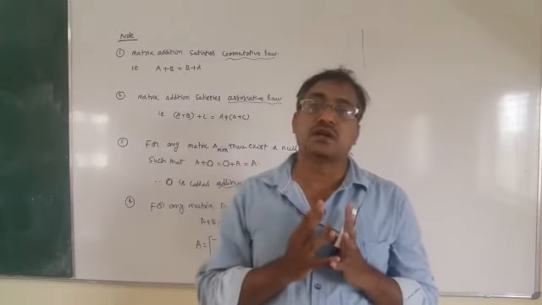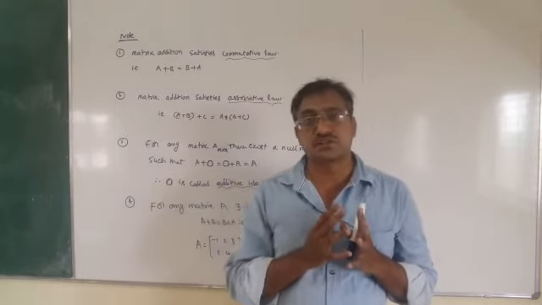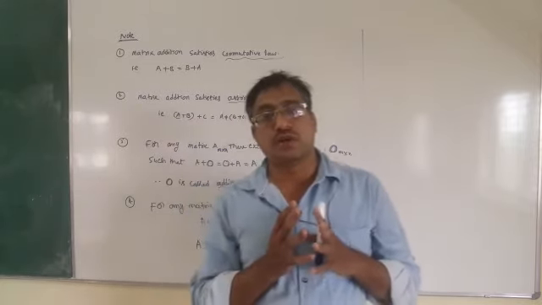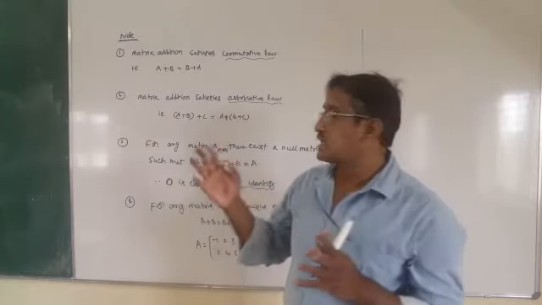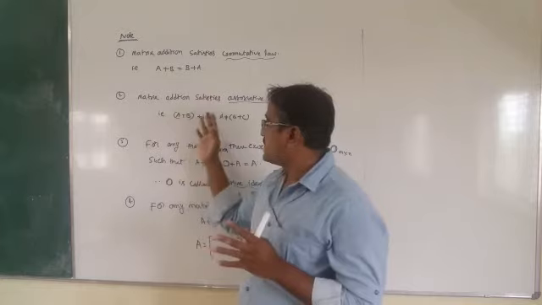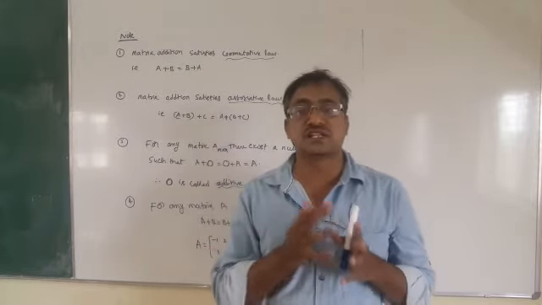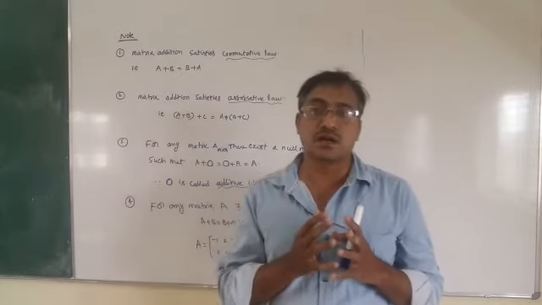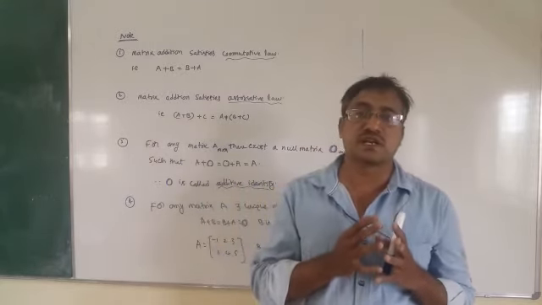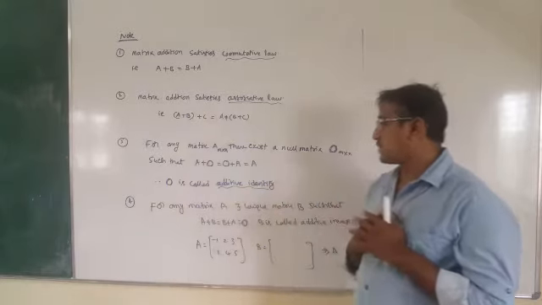Now another point is matrix addition satisfies associative law. That is, for any three matrices A, B and C, you can say that (A plus B) plus C is equal to A plus (B plus C). This property is called associative law of matrices with respect to addition. Now another important point.